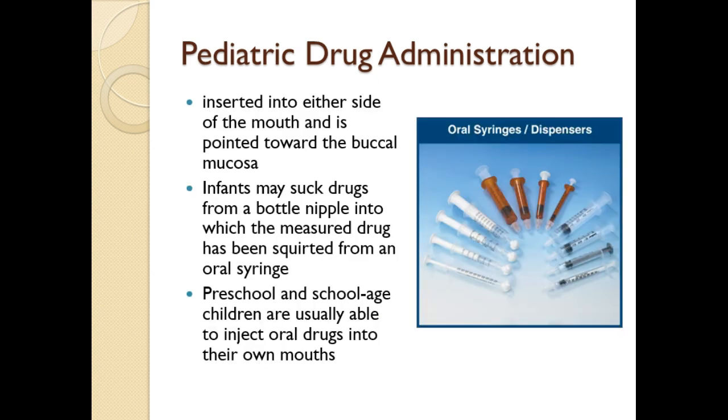So in pediatric drug administration, we usually use oral syringes or dispensers, and this should be inserted into either side of the mouth, pointed towards the cheek wall or the buccal mucosa. Alternatively, they could suck drugs from their bottle nipple, as long as the drug has been measured using the oral syringe. And then preschool and school-age children usually can't inject the oral drugs into their own mouths using the syringe.